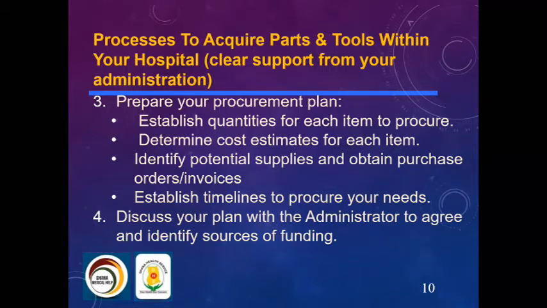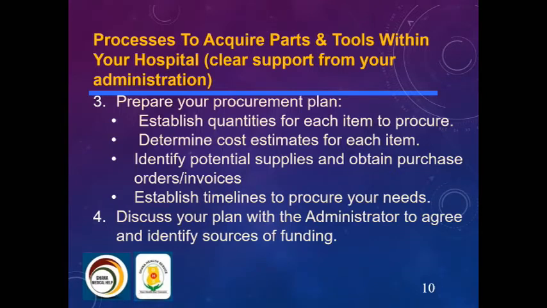These processes are very important. If you are not able to establish the quantities of each of the items that you need, you will not be able to determine the budget for it. Determining the cost estimate for each item means that you want to know the amount of money that you will need to purchase the tools or spare parts. Identifying potential suppliers means that there may be a lot of suppliers, but who has the right items for you to buy? You need to obtain invoices and purchase orders.